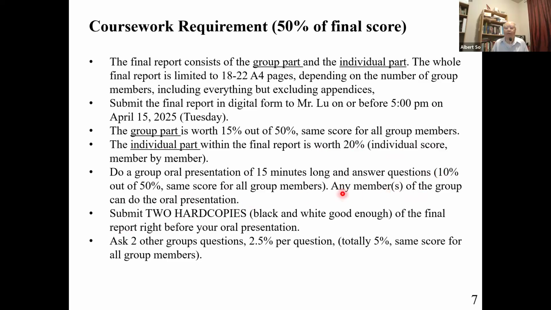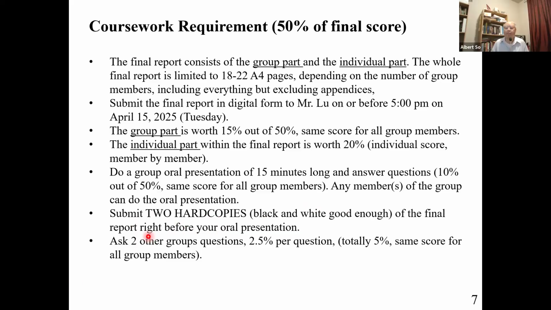Any member of the group can do the oral presentation. You can have more than one, or just one member represents the whole group. No problem. Same mark for all group members. And right before your oral presentation, submit 2 hard copies of the final report to me and Mr. Lu, who will be there to give marks. Don't use color printing, it's expensive. Black and white will be good enough. Of course, your PowerPoint will be in color.